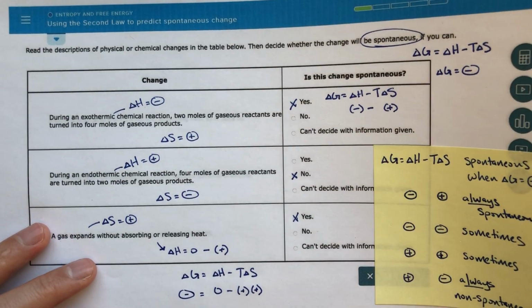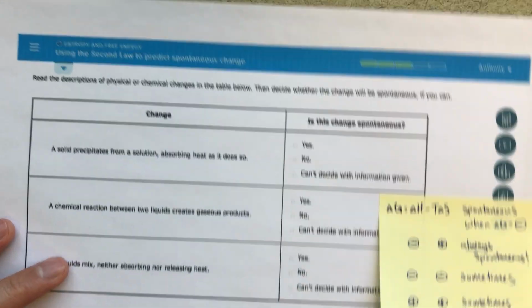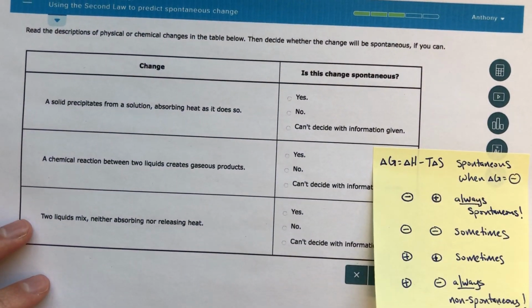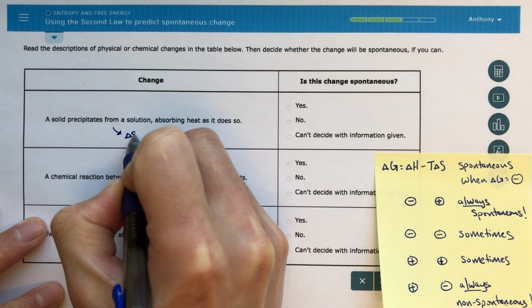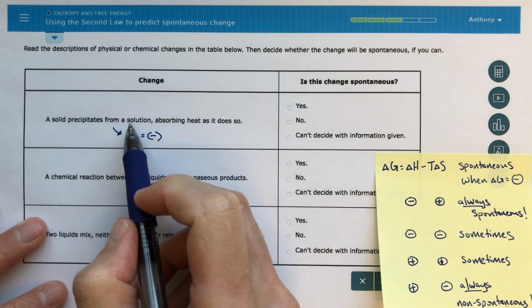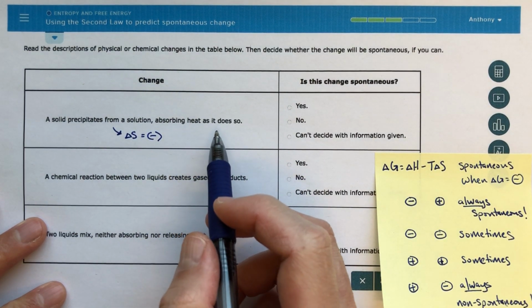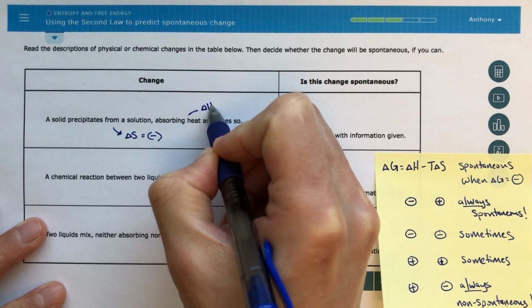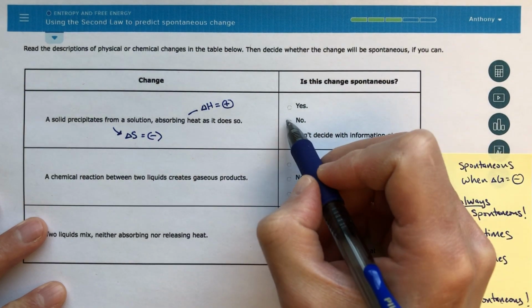Okay, let's do one more set of examples. We'll keep our little cheat sheet here. Okay, so the next one, a solid precipitates from a solution. That means that delta S is going to be negative. We're decreasing the entropy, absorbing heat as it does so. So absorbing heat, delta H, is going to be positive. So in this case, positive delta H, negative delta S, always non-spontaneous. So that's going to be a no.